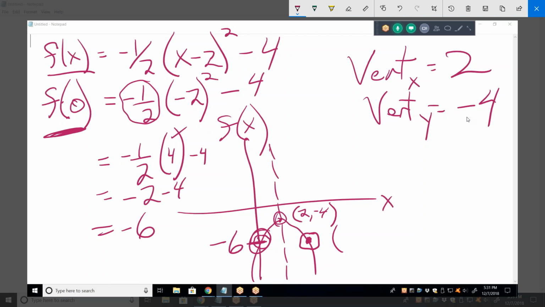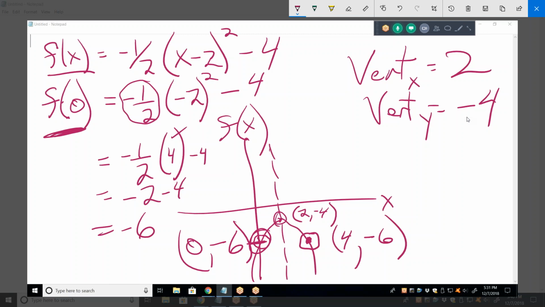No. What's the x value of the line of symmetry? 2. Okay. So how many units do I need to go to the right to get to this third point? 2. That makes the x-coordinate 4. Okay. Y-coordinate's the same thing, -6. So this point over here is 4, comma -6. That's all you need to graph it. 3 points, find a parabola. So put dots on all 3 of those points, and then draw a parabola.